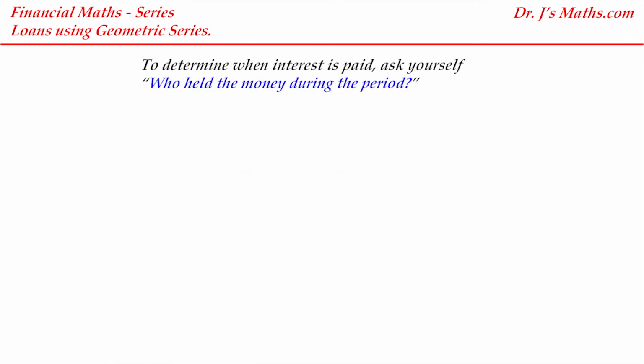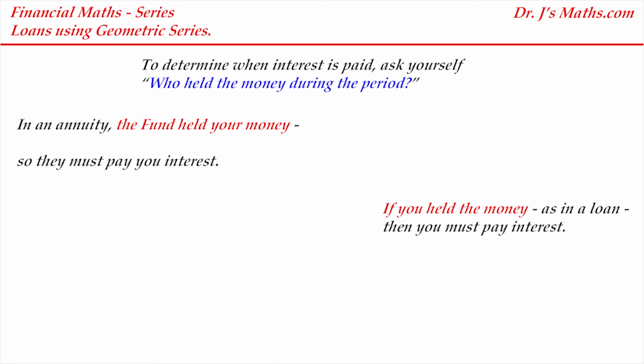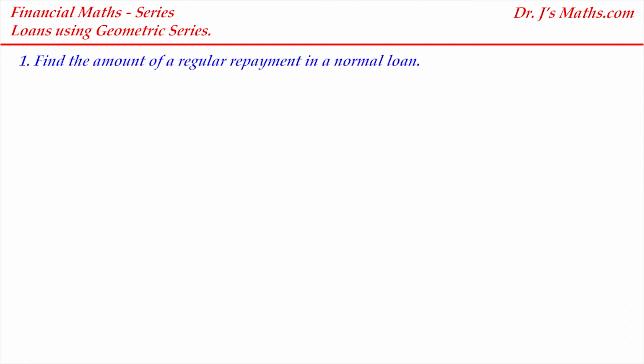An important question in loans as well as in annuities is to determine when the interest is going to be paid. To answer this, ask yourself, who held the money during the period? If it's an annuity, the fund held your money, so they must pay you interest. If you hold the money, as in a loan, then you must pay the interest on all the money that's out for the previous period. Also remember that interest is paid and charged before the next payment is made, unless of course there are special agreements.